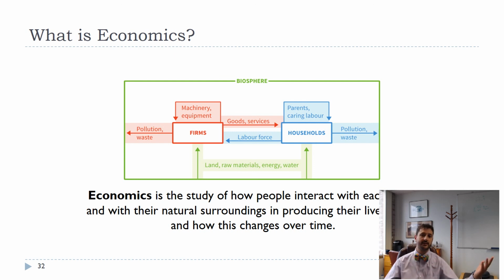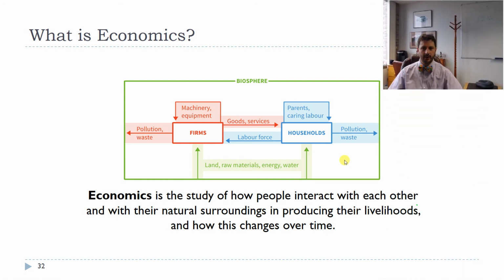So, what is economics? Well, this is a graph that's often referred to as the circular flow diagram. And what it's saying is that firms produce goods and services and sell them to households. Households give labor to firms. But we've added a few things to our usual circular flow diagram. One thing that we've added is this biosphere, right? And so the biosphere gives us land, it gives us raw materials like iron, it gives us energy and water, and we put out pollution and waste, both on the firm side and on the household side.